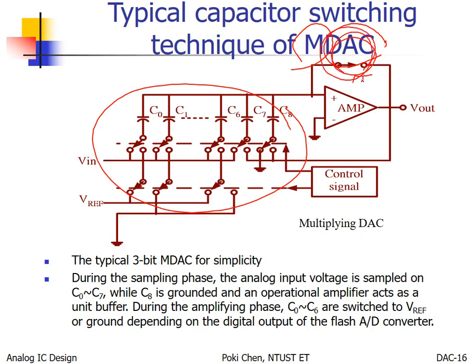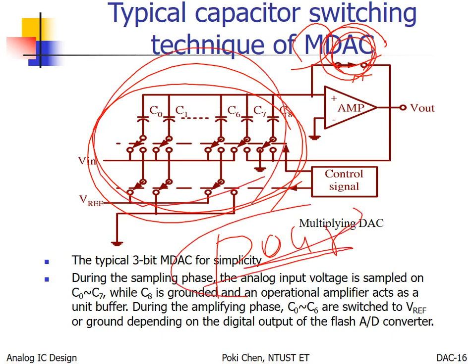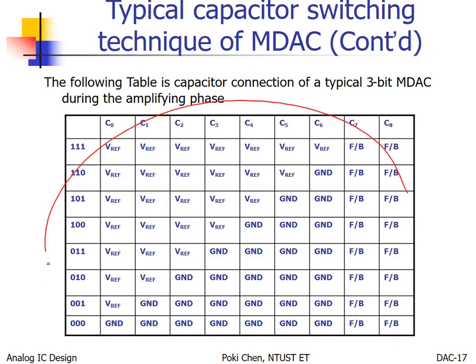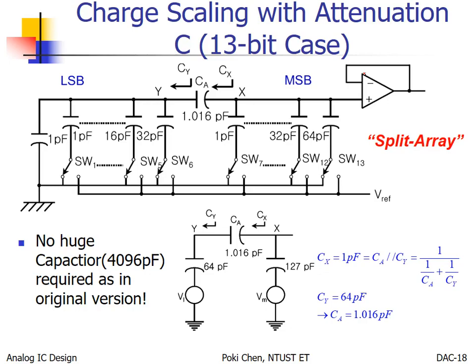Okay? That's it. So after you do all the necessary switching, then pour all the charges into the output capacitor. That's it. So this is the switching sequence for you. If you would like to design such kind of MDEC, follow the table. You can make it. Again, feedback means what? Some capacitor needs to be put here. That's it.